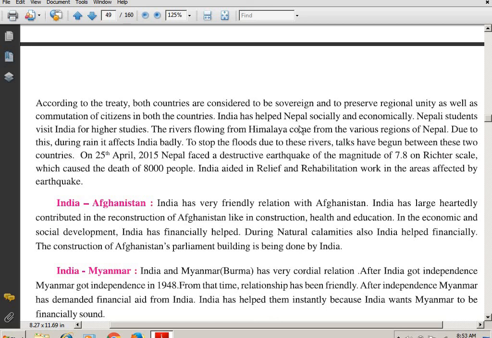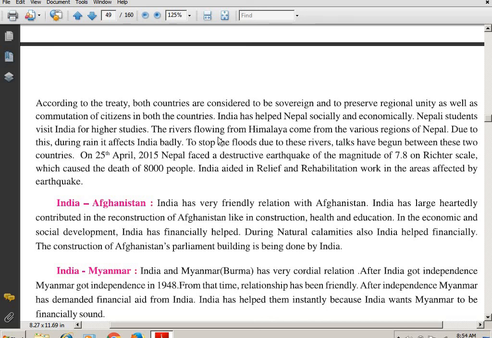India has helped Nepal socially and economically. Do you remember where Nepal is on the map? When I was teaching you chapters 13 and 14, I already explained the neighboring countries, and that is how the question has been asked here, students. Nepali students visit India for higher studies. For higher studies, students from Nepal come to India.